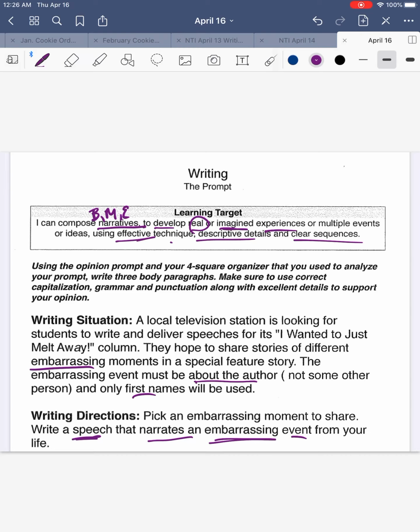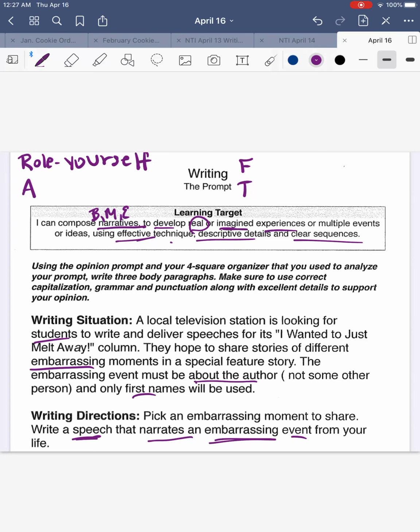Okay, so before we get into it, let's RAFT it. So rafting is just breaking down our writing situation and our writing directions. The R stands for role, and again that means who are you writing as. And here you're writing as a student, because it says it's looking for students to write and deliver speeches. So you're a student, you're going to be writing as yourself.